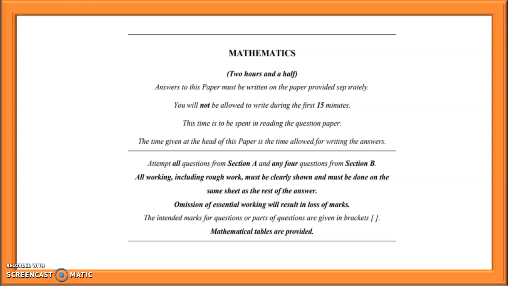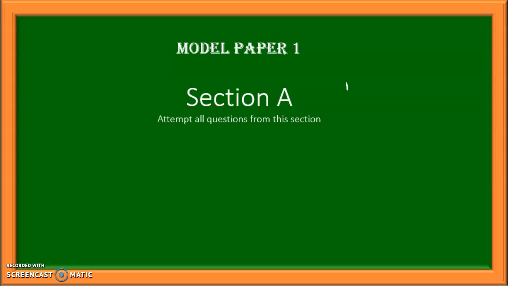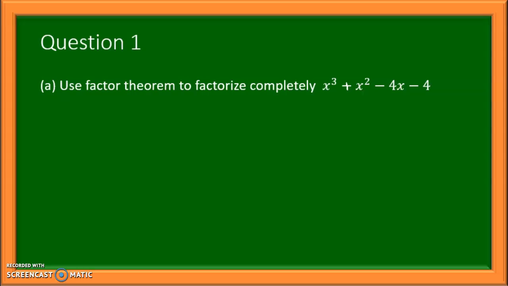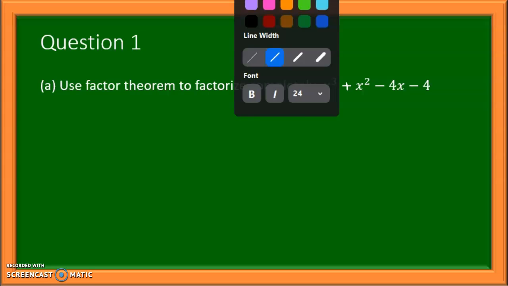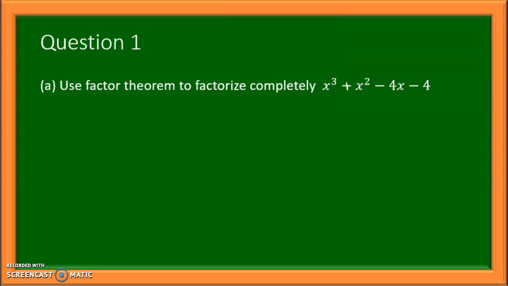In this video, we are going to do question number 1 from section A. There should be 3 options A, B and C. So the first question is here. Option A: using factor theorem, factorize completely x cube plus x square minus 4x minus 4. So let us solve this. We can start solving that.